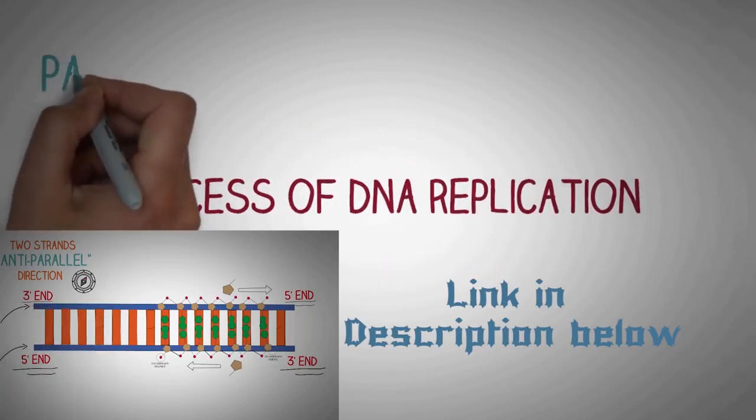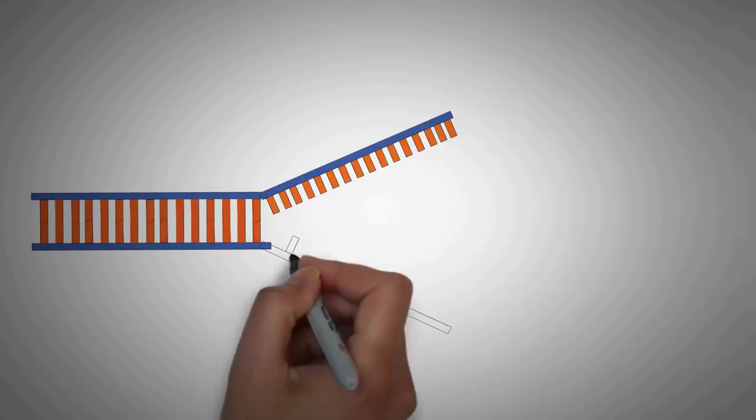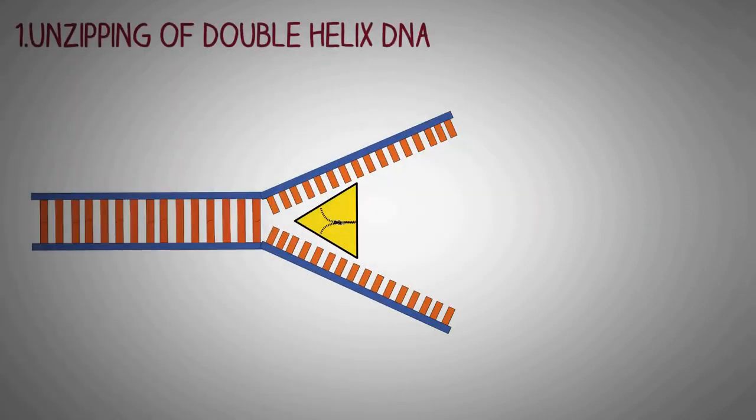Now in part 2 of this video, we will study in detail the process of DNA replication. For the process of DNA replication to begin, it is important for the two strands of the DNA to open up. This job is done by the enzyme helicase, which is also known as the unzipping enzyme.